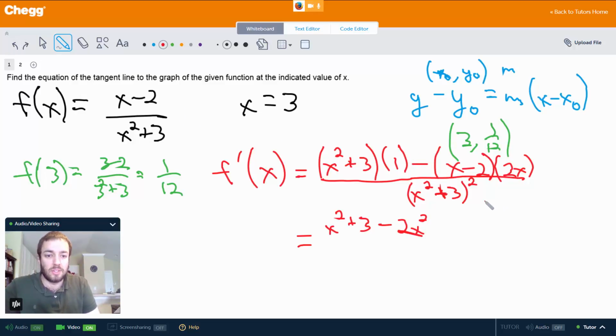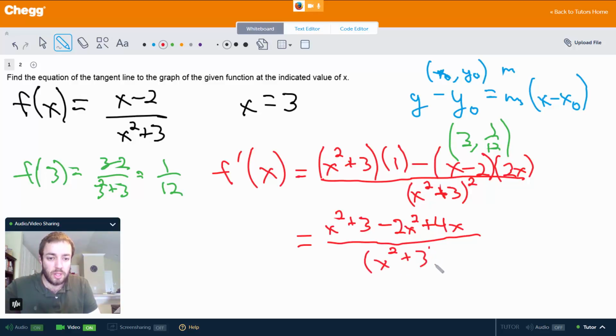And then we have 2x times negative 2, so that's going to give us a plus 4x, where it's plus because this minus sign and this minus sign come together to give us a plus sign. And then that's all divided by (x squared plus 3) quantity squared. And then finally we can simplify ever so slightly, and we end up with x squared minus 2x squared, which is going to give us a negative x squared. So we have 3, plus 4x, minus x squared.